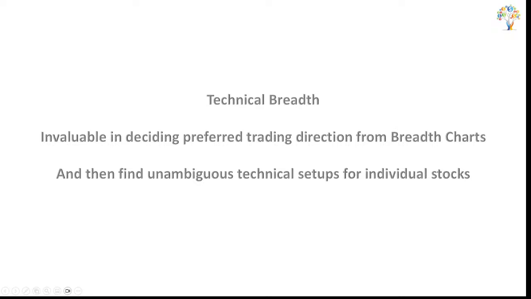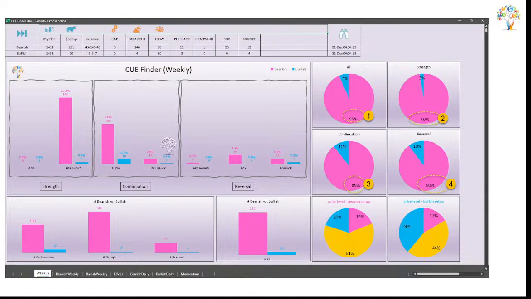Technical breadth is invaluable in deciding the preferred trading direction from breadth charts, and then finding unambiguous technical setups for individual stocks. Weekly breadth: remember a couple of weeks ago when I shared the weekly technical breadth, I pointed to the bearish headwind alert at that time. That is quite an effective indicator of what may come next, especially in stocks at very high price level, because the headwind signal comes at very high price level. That worked very well. Market came down.